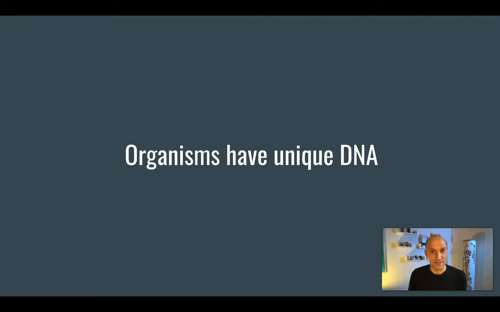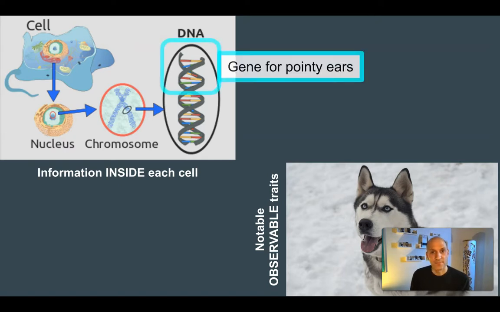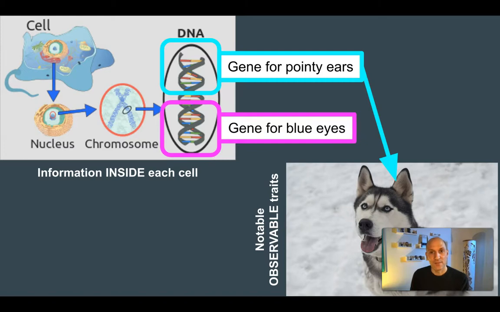So let's go back to a dog example. Again, we can think about two parts of what's going on. There's the information inside of the cell of the dog, and then there's the notable characteristics of the dog that we can see. So inside this dog are cells. The cells have a nucleus. The nucleus contains chromosomes. The chromosomes are DNA. On that DNA, there's a gene for pointy ears. And there's another gene for blue eyes.